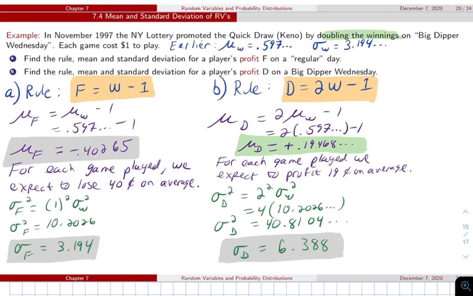If you ever see a gambling game where your average winnings factored in with the cost of the game is positive, you should play that game as much as possible. Your average is positive, which means in the long run you'll be winning money. For each game played, we expect a profit of 19 cents on average. To figure out the new spread, take the b number, square it, multiply it by the variance, and we get this. The variability increased, but that's okay. If I know that on average I'm going to win money, having a bigger spread means that there's a chance for me to make even more money.